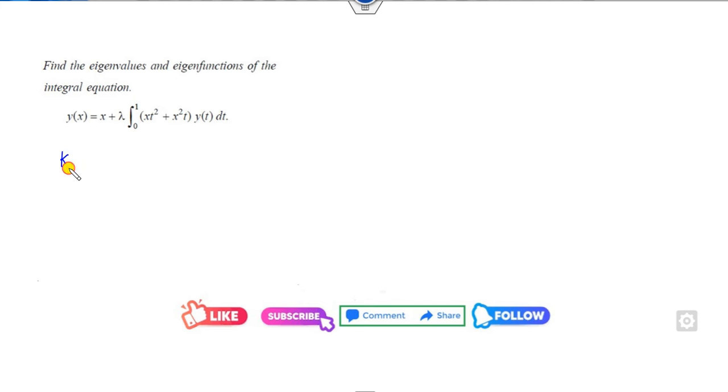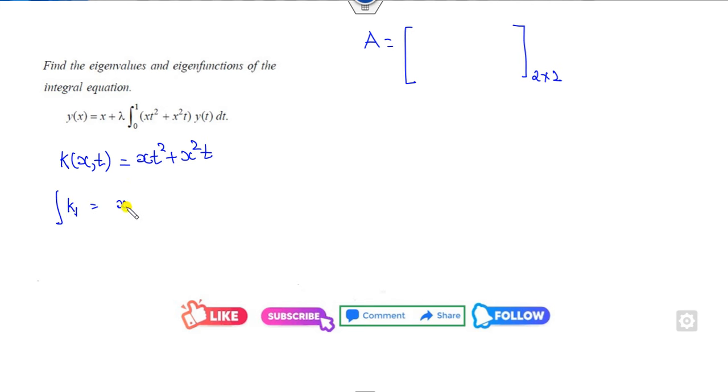Okay, look at this another one, k(x,t) is xt square plus x square t. Can you write the matrix A? It is a 2 cross 2. Limits are 0 to 1. What is the integration of the k1? It's x cube. What is the integration from 0 to 1? 1 over 4. What is the k2? Integration of this is x cube. 1 over 4. What is the integration of k1?